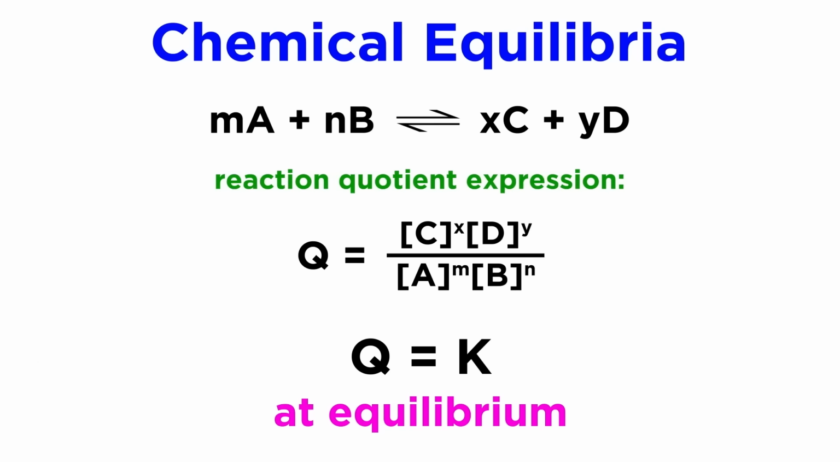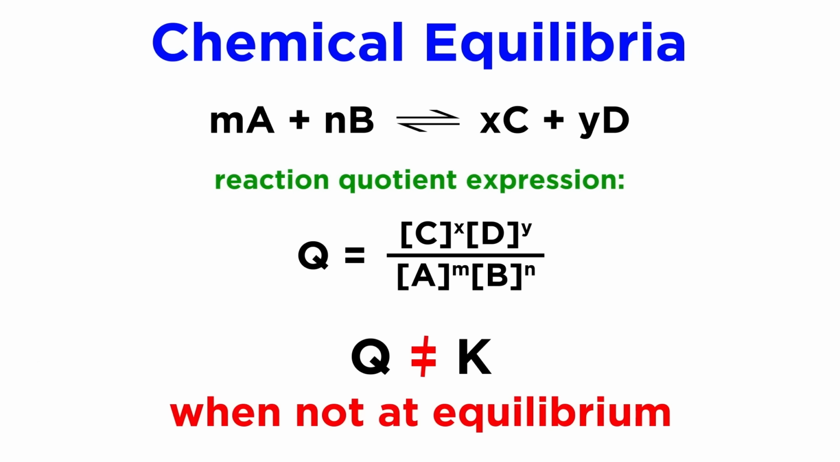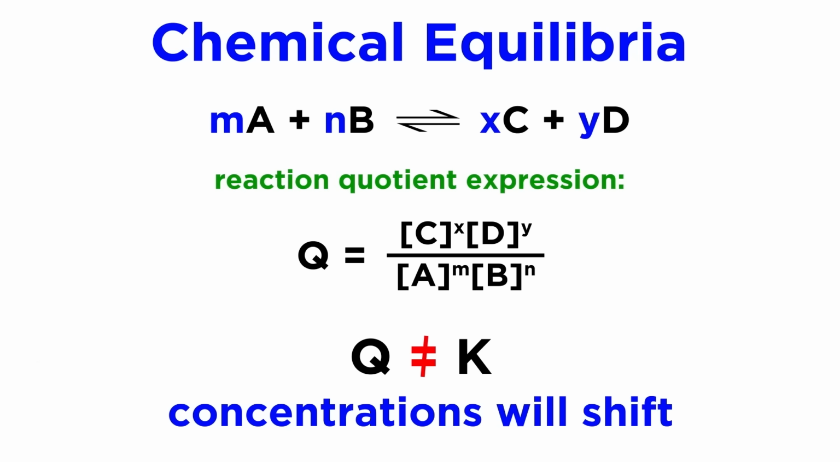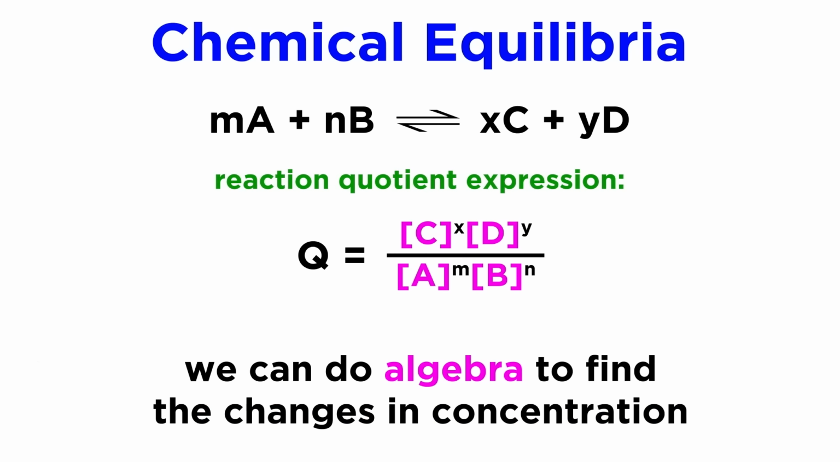The first thing we must recall is that at equilibrium, the reaction quotient is equal to the equilibrium constant. This means we will have a value, K, to plug in for Q in this expression. But if a system is not at equilibrium, we know that concentrations will increase or decrease until the system reaches equilibrium. And the concentration of each substance will shift in such a way that is in accordance with the stoichiometry of the reaction. This means we can do algebra to figure out the relative changes in concentration for each substance.